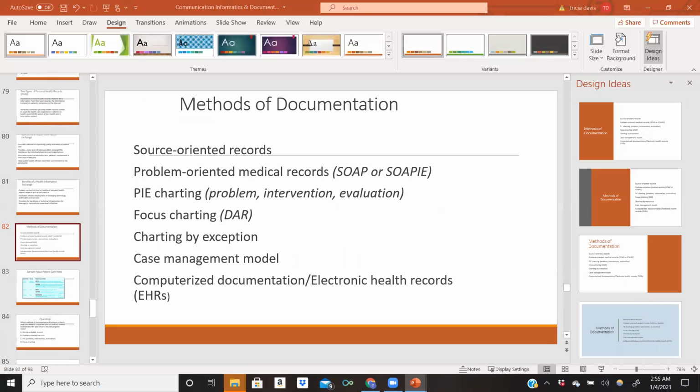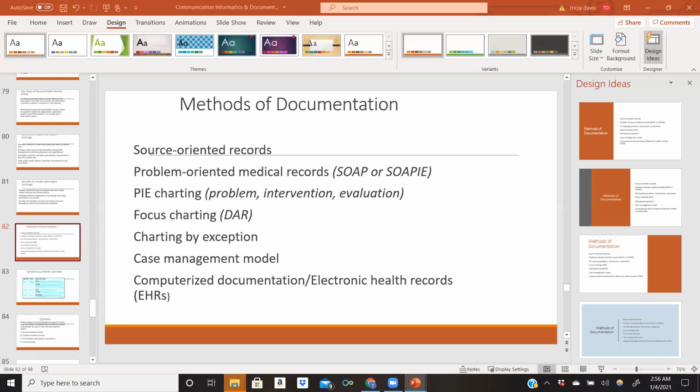So, methods of documentation. There are many, many methods of documentation. We're going to go over these quickly. There's a lot here. So you have your source-oriented records. Many nurses, especially nurses that work in rural or underserved areas, continue to practice in offices and settings that don't use electronic medical records. They still use the traditional paper records, and they come in a variety of formats. There's all kinds of paper formats.